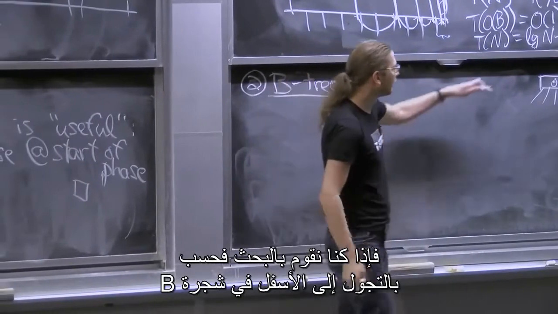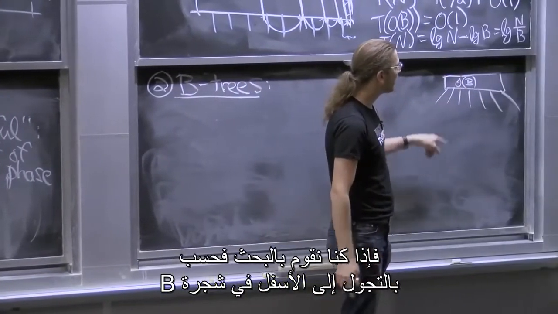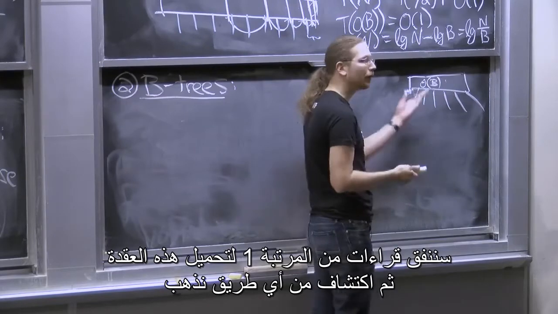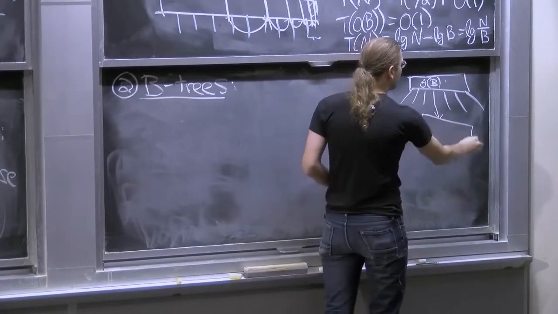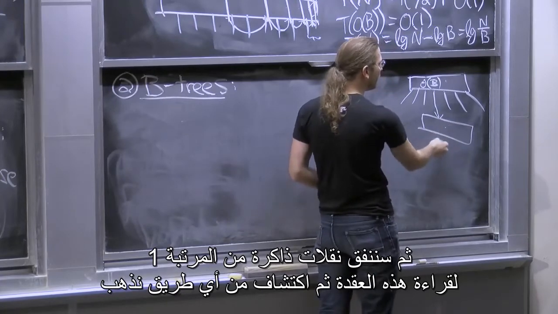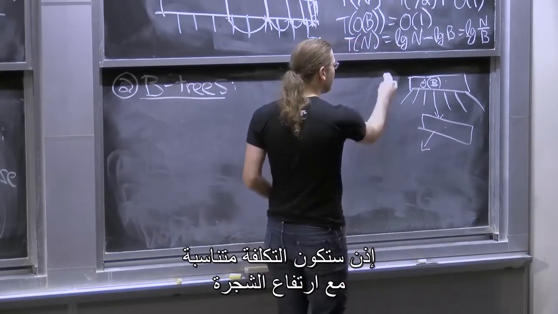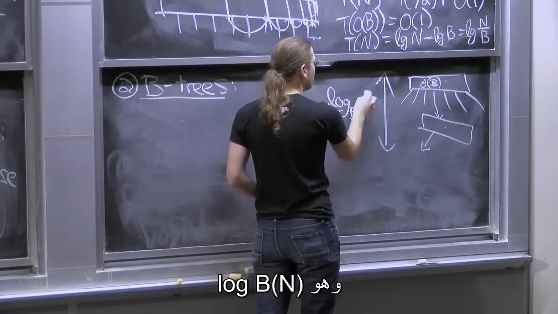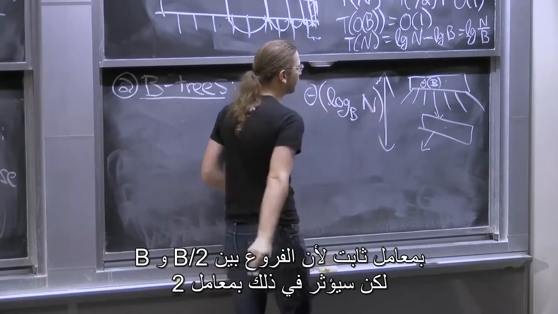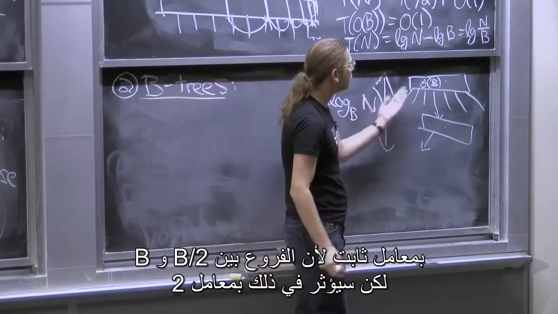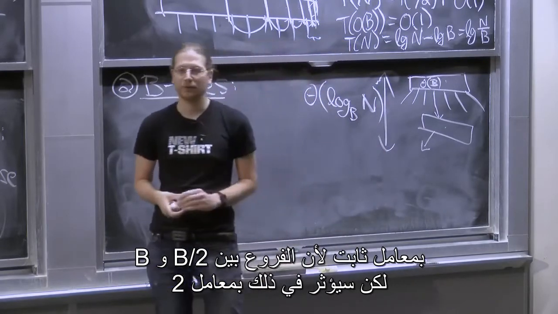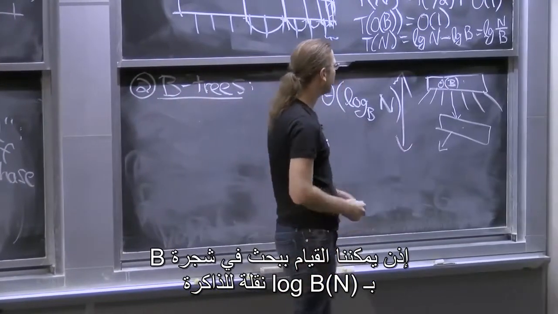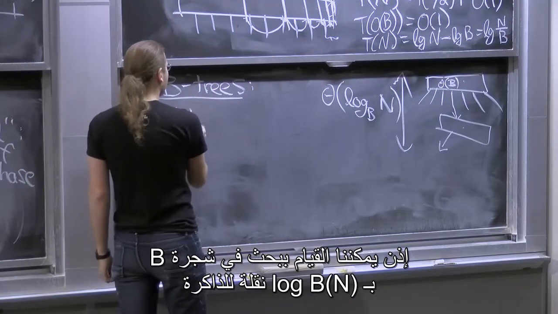And so as we navigate down, if we're doing just search, as we navigate down the B tree, we'll spend order 1 block reads to load in this node and then figure out which way to go. And then let's say it's this way. And then we'll spend order 1 memory transfers to read this node, and then figure out which way to go. So the cost is going to be proportional to the height of the tree, which is just log base B of n up to constant factors, because we're between B over 2 and B, but that will only affect this by a factor of 2. So we can do search in a B tree in log base B of n memory transfers.